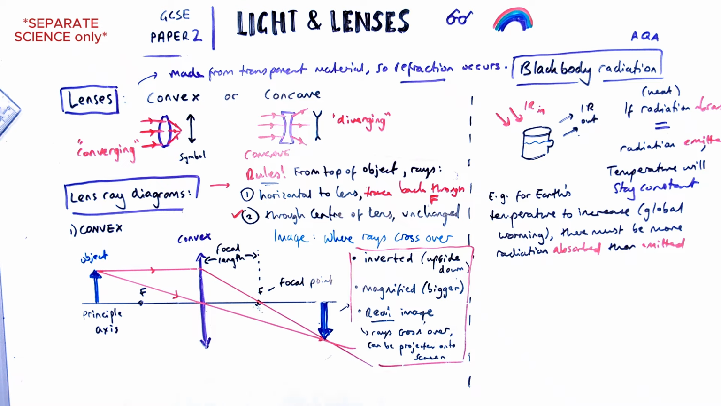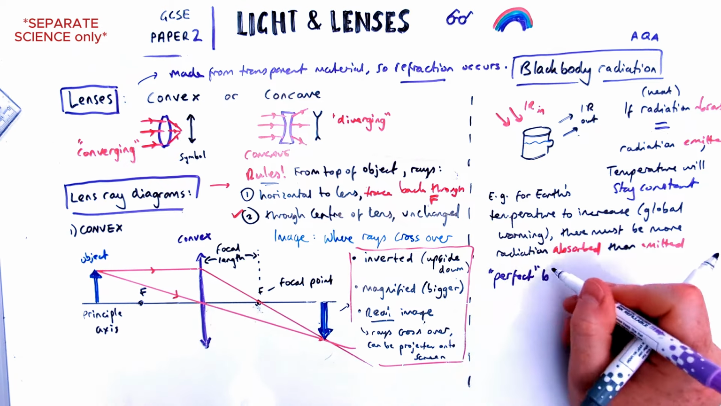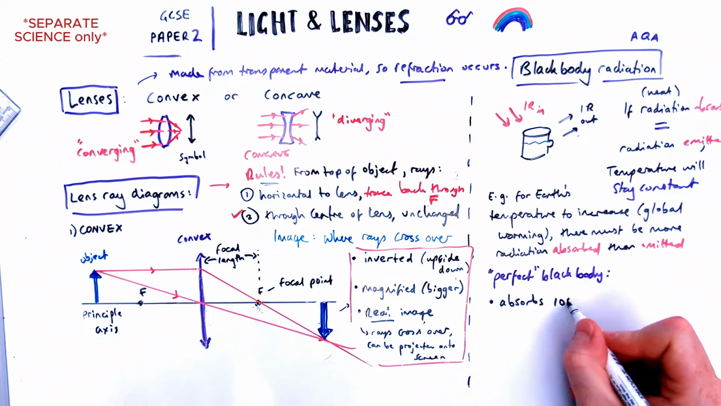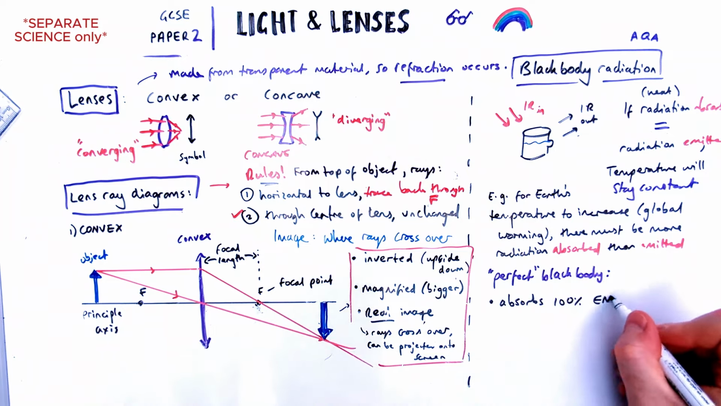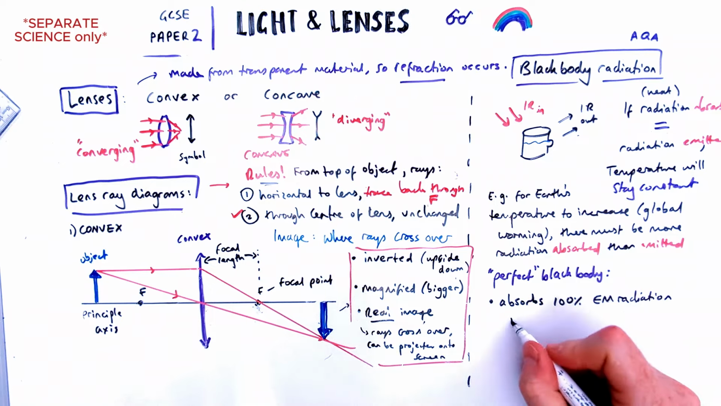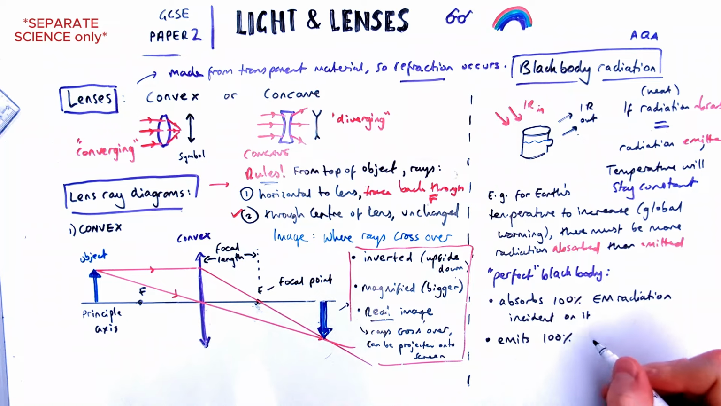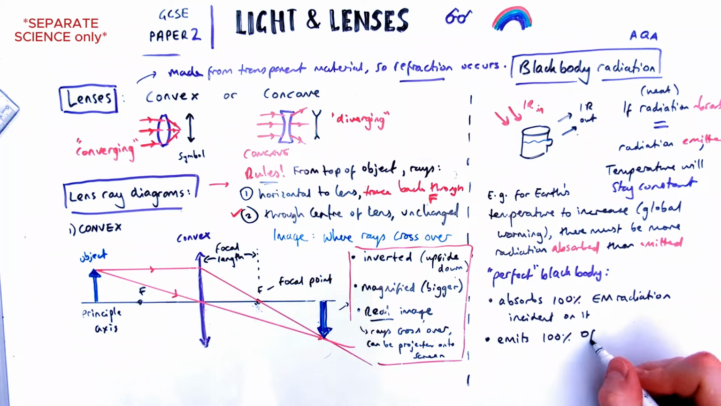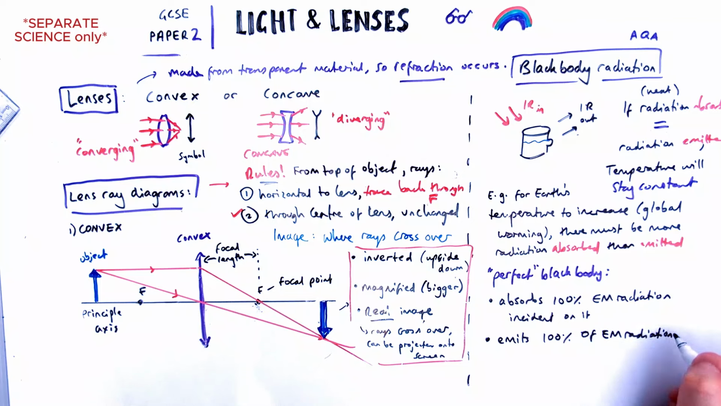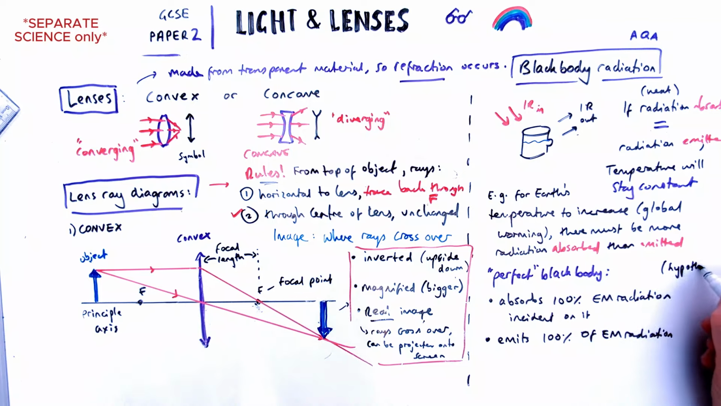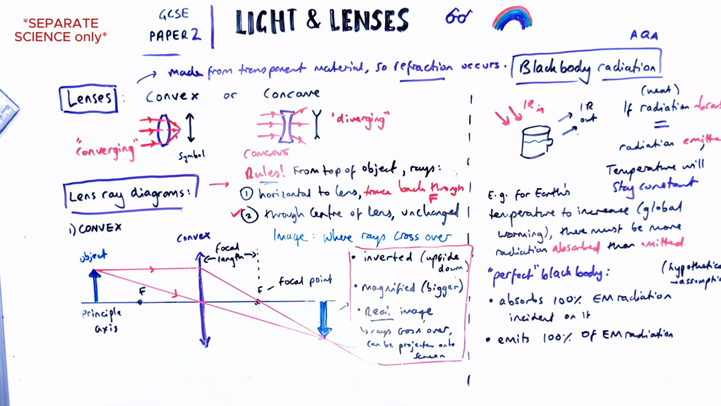Now, we need to know what this thing called a blackbody is before we can understand blackbody radiation. So a perfect blackbody is defined by something that absorbs 100% of the electromagnetic radiation incident on it, or that is going into it. It also emits or re-emits 100% of that electromagnetic radiation, hence why it's known as a perfect blackbody. Now, it's worth noting that blackbodies don't really exist in nature. They're just a sort of hypothetical that help us make assumptions to calculate different things.